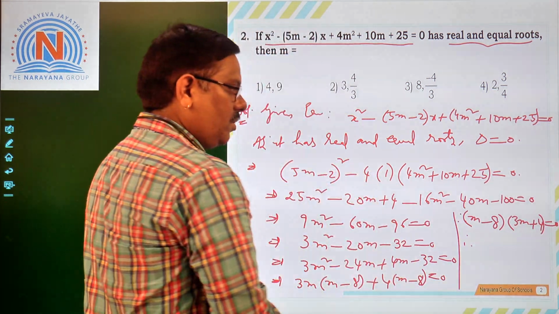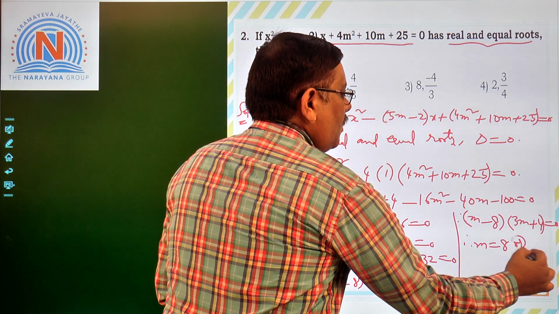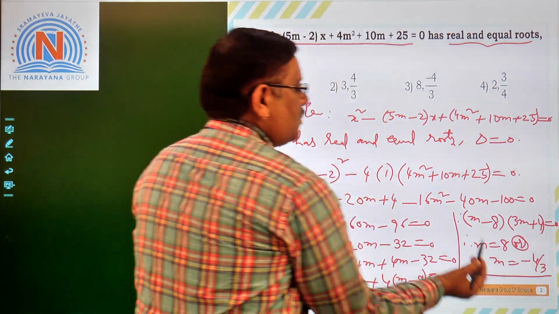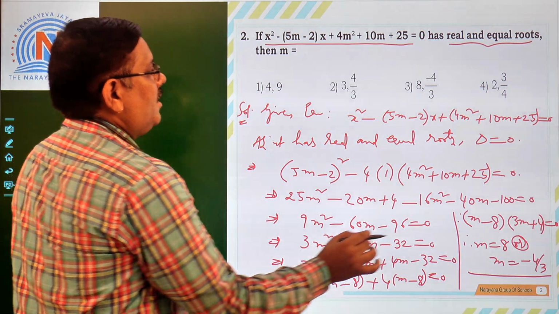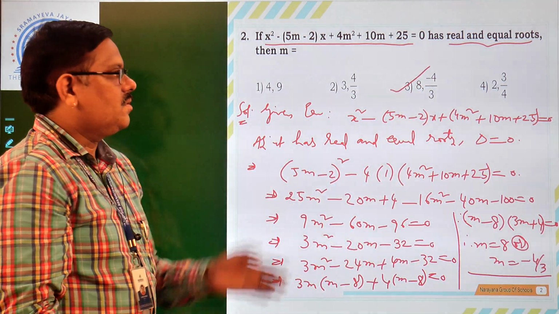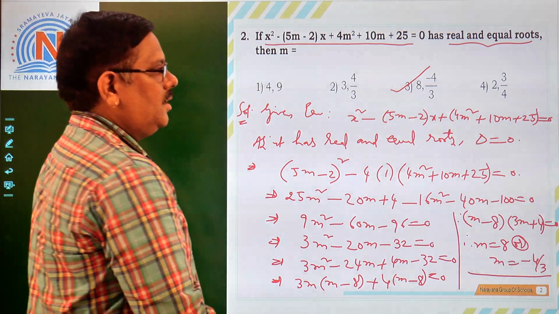Therefore by zero product rule we can say m is equal to 8 or m is equal to minus 4 upon 3. So either m can take the value 8 or minus 4 upon 3. 8 and minus 4 upon 3, that is nothing but the third option. So for this question, the third option is the right answer. Okay, now we will move to the next question.